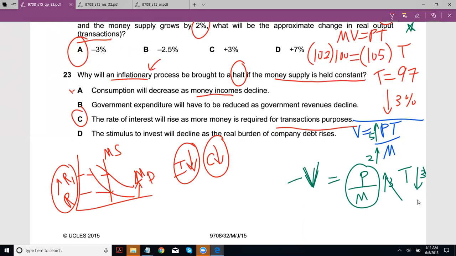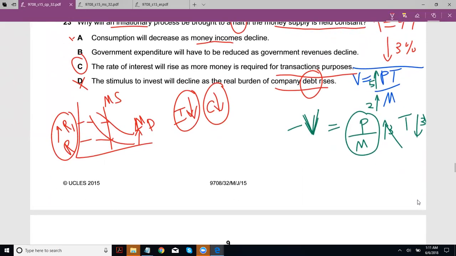And if you read D, the stimulus to invest will decline as the real burden of company debt. Well, that's just irrelevant. I don't know where they got company debt from. So you can cross those out.